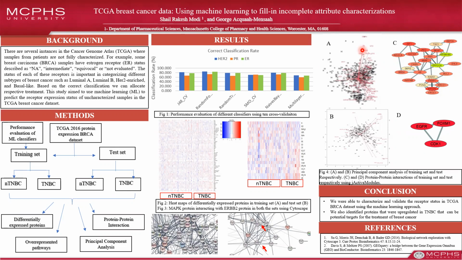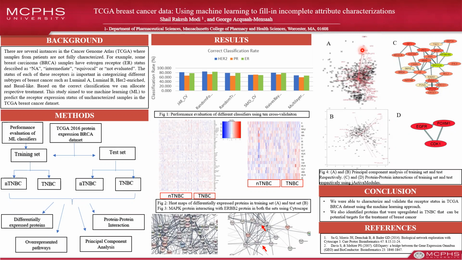breast cancer data to fill in incomplete attribute characterizations. Datasets such as TCGA comprise several instances, but they are not fully characterized. For example, in the breast cancer dataset which I used for the study, for some samples the estrogen, progesterone, and HER2 receptor status columns were labeled as not available, indeterminate, not evaluated, or equivocal. These receptor statuses are important in classifying breast cancer into different subtypes, as well as for its treatment.